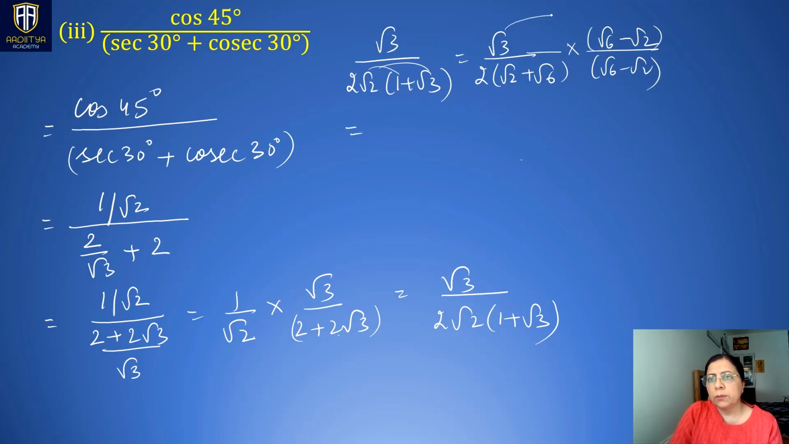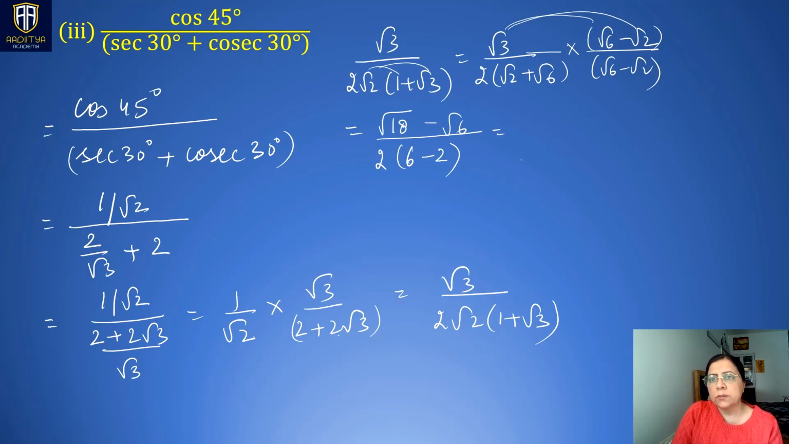So we have in the numerator, we multiply root 3 by root 6, which is root 18 minus root 6. In the denominator, 2 is already outside, and in the bracket we have root 6 minus root 2, root 6 plus root 2. This is a square minus b square, right?